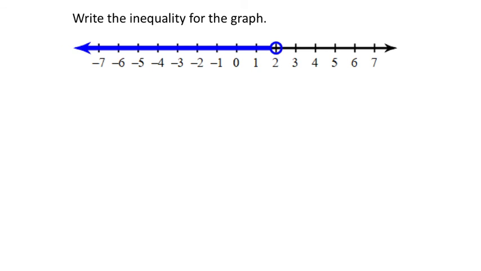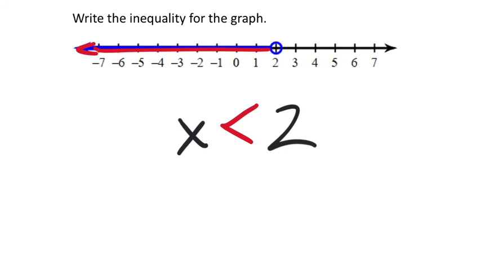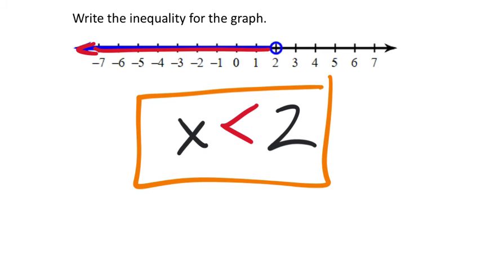Let's try this one. So once again, I notice my circle is at 2, which means that we would have to be comparing directly x with 2. It's just this one is an open circle, so I do not have the equal part of my inequality. I just see that this line here is going to the left, which indicates that x cannot be eaten by the inequality. It's just x is less than 2. Done.